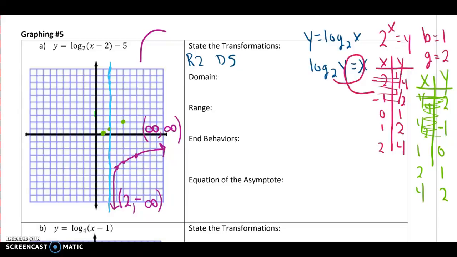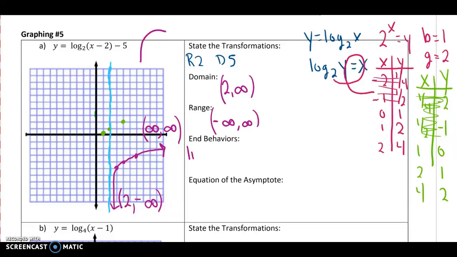So in the first one, my domain is the smallest x and biggest x, so I'll put 2 and infinity. And I'm going to be using parentheses on the 2 because it's not going to reach 2. It's going to get close to 2, but it will never be 2. My range is the smallest y and the biggest y, so negative infinity and infinity.